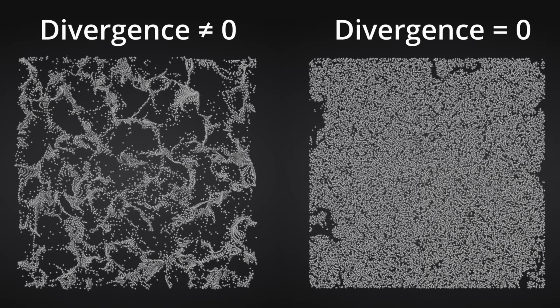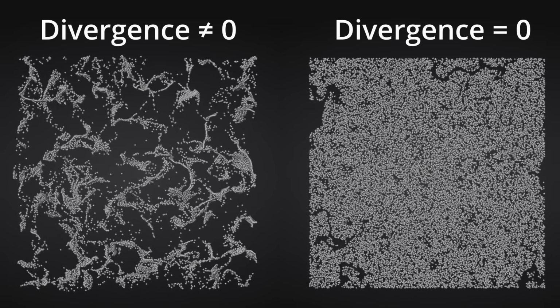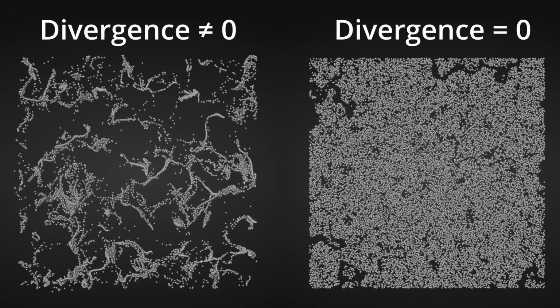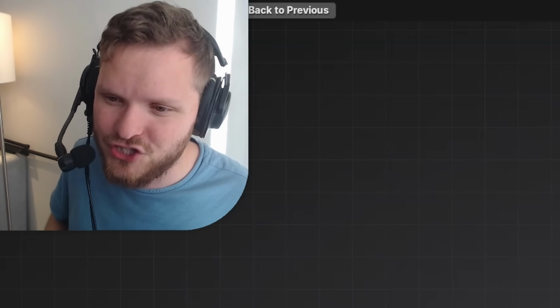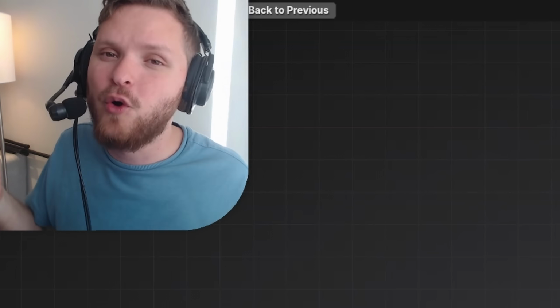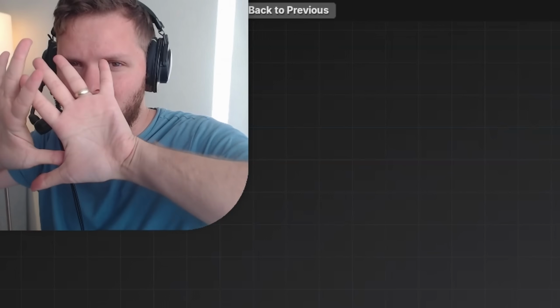To get a curl field, everything moving around each other, we need to take the divergence, which is saying, is there a sink? Is there a source? And we need to get rid of it. This tutorial is about that. How do we get rid of divergence so that everything swirls, it avoids each other rather than shrinking or emitting, expanding?